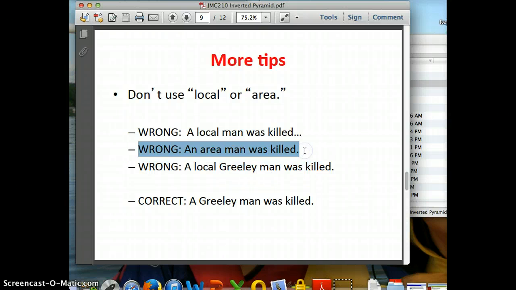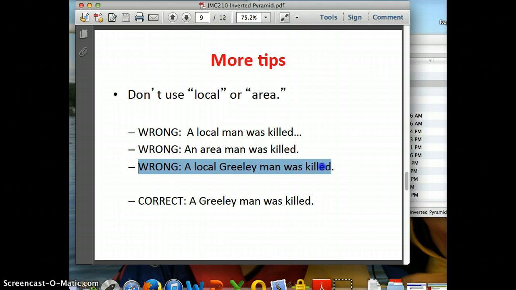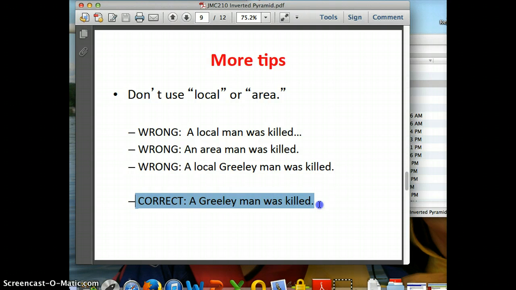Another word to avoid is area. Don't use the word area. And never write a local Greeley man, because that is just stupid, because it's redundant. Local and Greeley is redundant. So to be correct, you would say a Greeley man was killed, or say wherever he was from. You want to be as specific as possible.